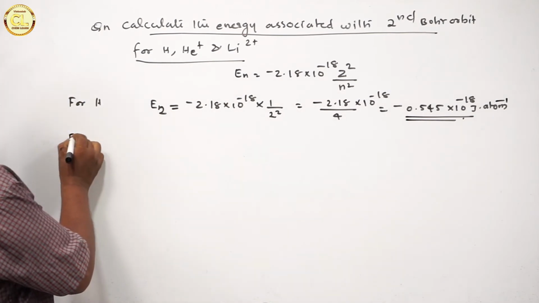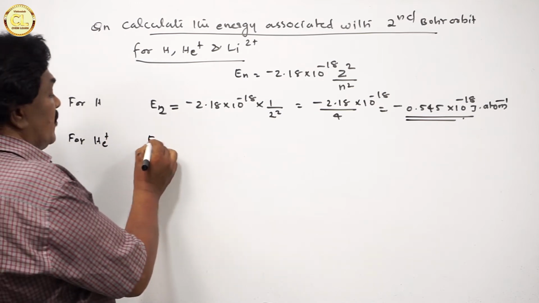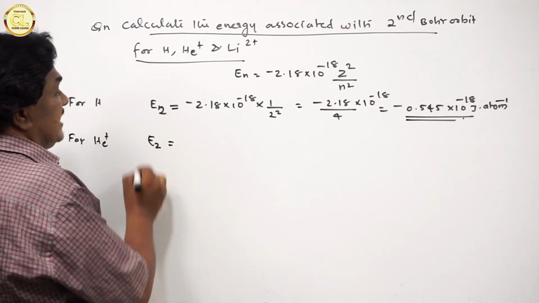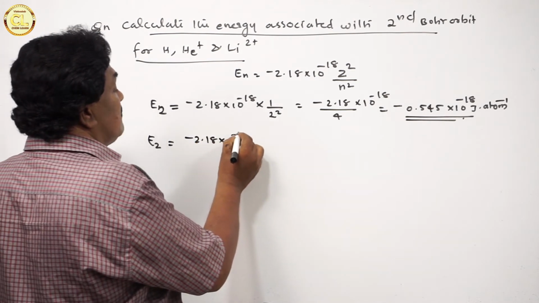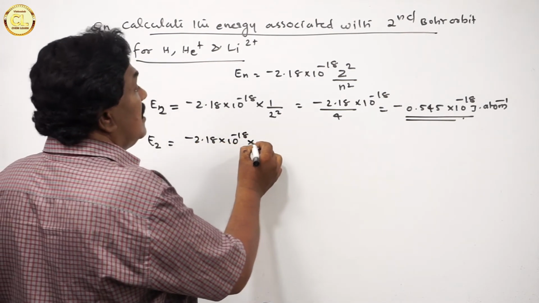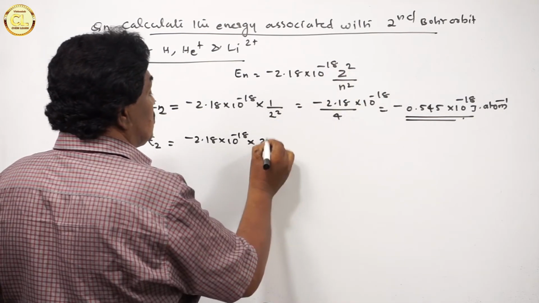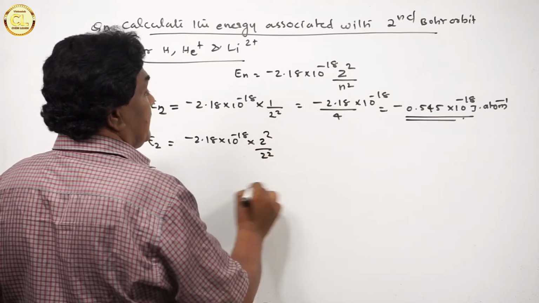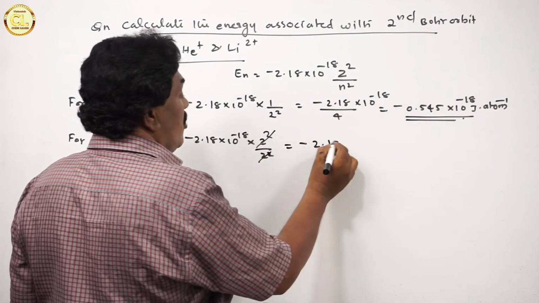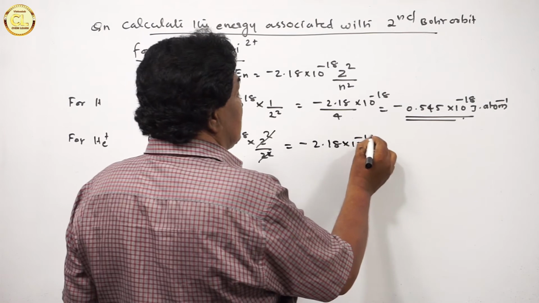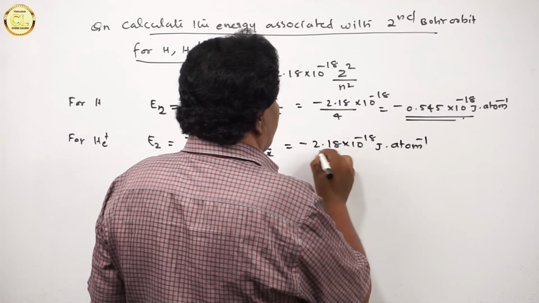For He plus, the energy of the second Bohr orbit is expressed as E2 is equal to minus 2.18 into 10 raised to minus 18 into, for He plus, Z is equal to 2, so 2 square by 2 square. That is equal to minus 2.18 into 10 raised to minus 18 joule per atom itself.